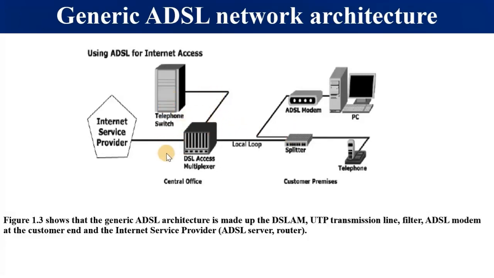Then in the exchange or at the central office, we've got a splitter that is going to separate voice and data. The low pass filter is going to allow voice signal to be processed by the telephone switch, and the data is going to be routed to the internet or to the data network. So this is basically the way this generic ADSL network architecture is connected or arranged.